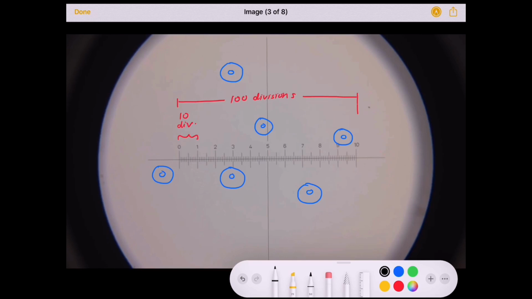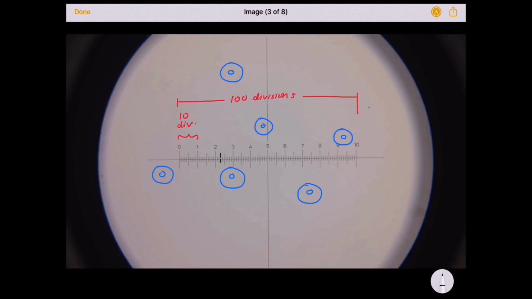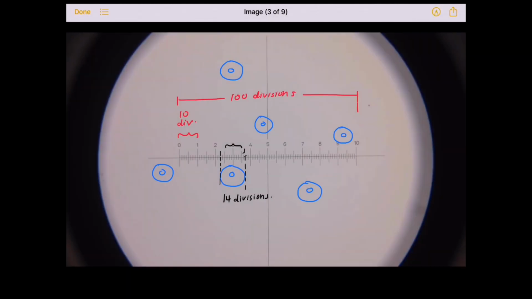But if not, it's okay. You just try your best to identify the number of divisions that matches the cell size. For example, in this case, the cell size is between here to here, you have 10 divisions, then 11, 12, 13, 14, about 14 divisions of eyepiece graticule. But this doesn't give you any value, as it's just the number of divisions.